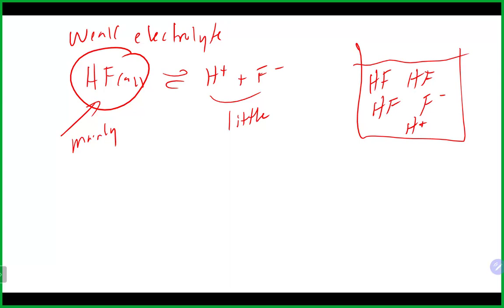So most ionic compounds are strong electrolytes. They're going to break apart 100%. Most weak acids and weak bases are typically a lot of your weak electrolytes. So when they're in solution, they are going to mainly stay together.